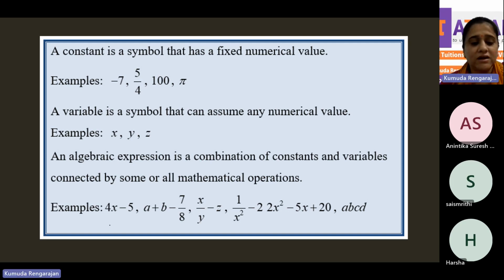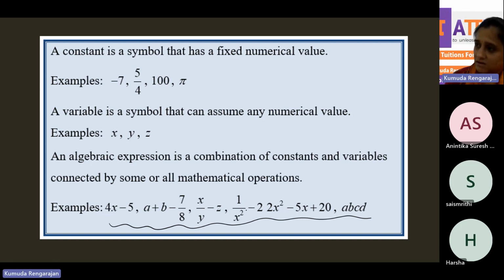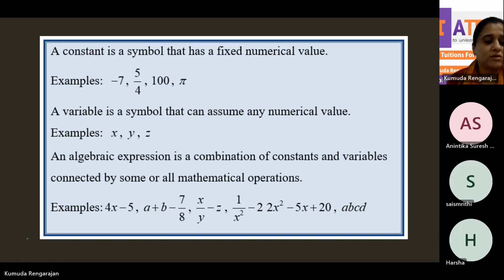So you can see that in these examples of algebraic expressions, we find variables and constants connected by the mathematical operations plus, minus, multiplication, division. Now, how many terms does this algebraic expression have? Two terms. What separates the terms? The plus sign or the minus sign separates the terms.